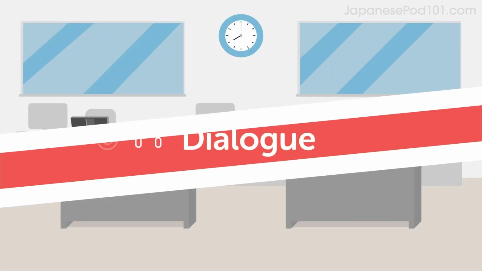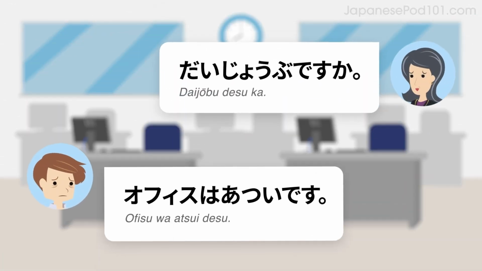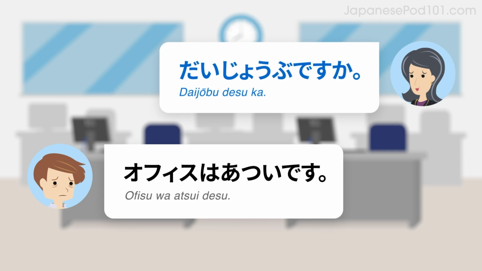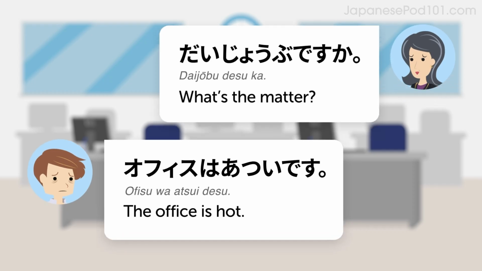Now let's take a look at some conversational phrases. Listen to the dialogue. 大丈夫ですか？ オフィスは暑いです。 Once more with the English translation. 大丈夫ですか？ What's the matter? オフィスは暑いです。 The office is hot.